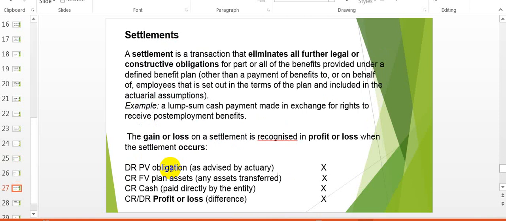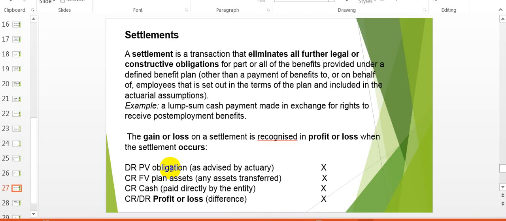We now look at the settlement. These are various areas where you expect questions to come from in the exams. A settlement is a transaction that eliminates all further legal or constructive obligations for all or part of the benefits provided under a defined benefit plan. So this is a lump sum payment which can be made in exchange for rights to receive post-employment benefits.